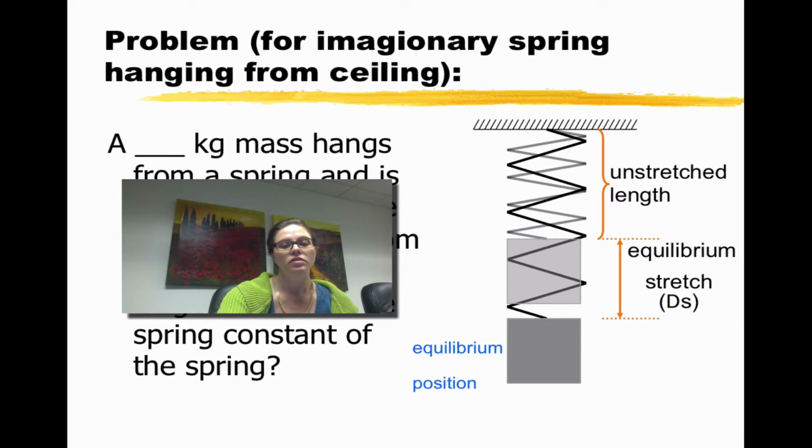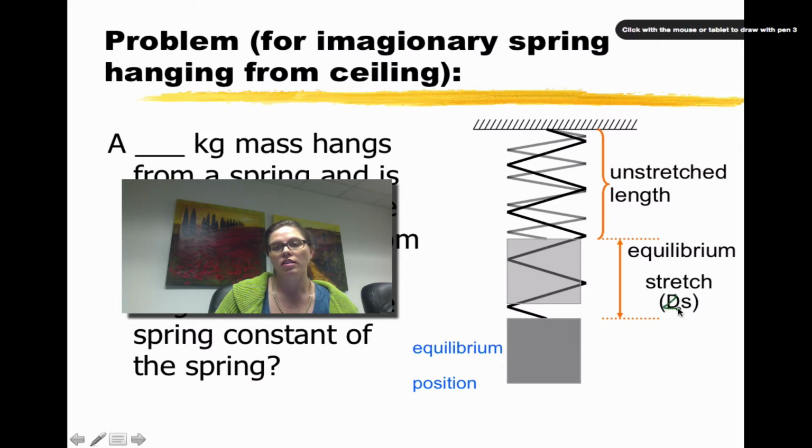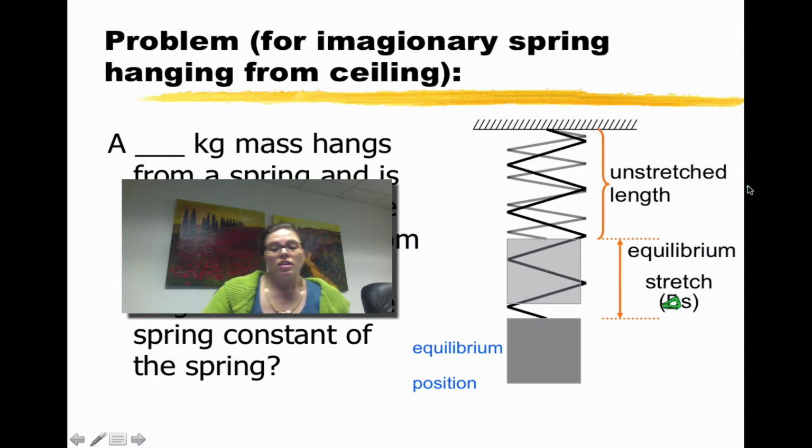I thought I caught all those symbols, but there we go. That's delta S. So, you can find delta S.